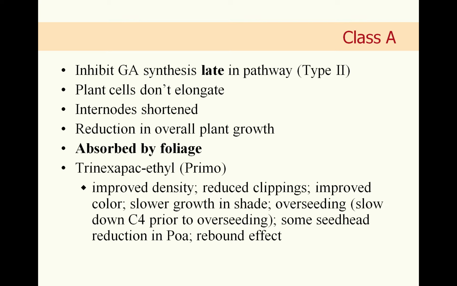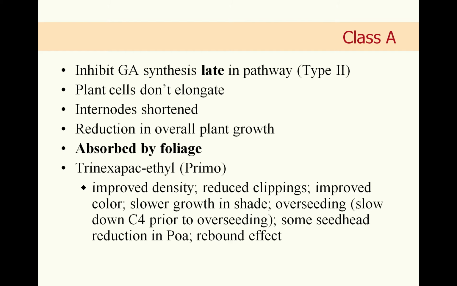Okay, now we'll go into the newer classification scheme, and this is a little more helpful in terms of classification because it breaks down these compounds into more useful categories. So the Class A classification, these products would inhibit GA synthesis late in the biosynthesis pathway, and I'll show you what I mean by that in a little bit. So later on in the pathway, the plant cells end up not elongating as much. You get shortened internodes, you get an overall reduction in plant growth, especially vertical growth rate.